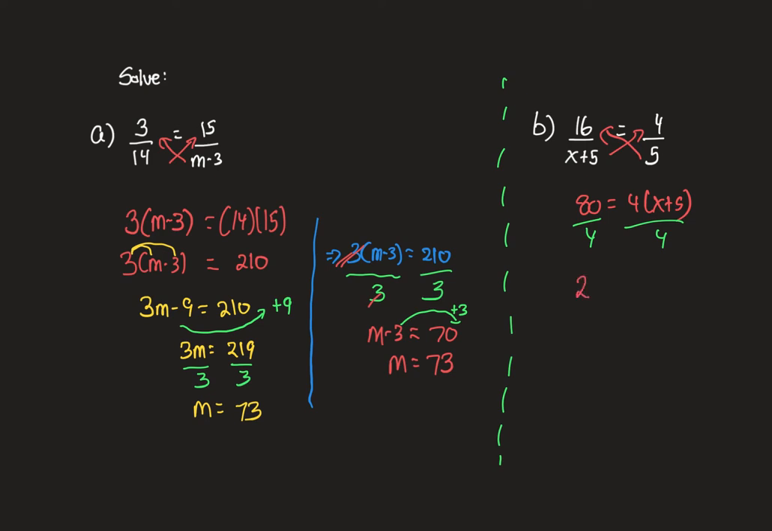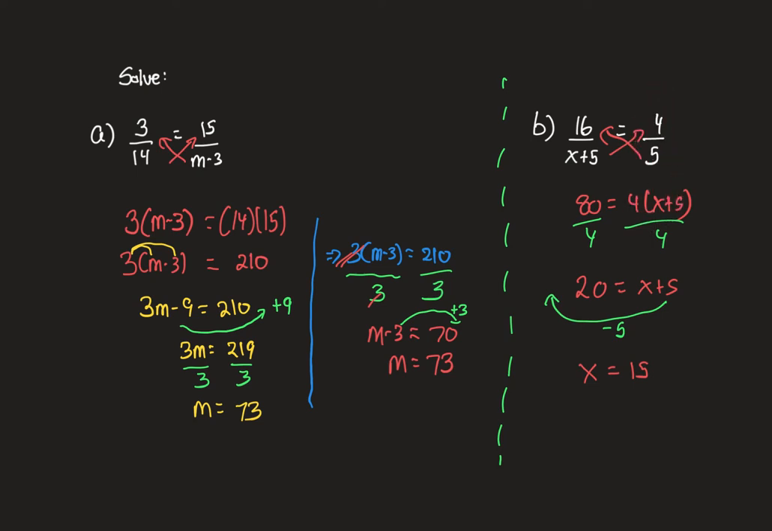All right, it's going to give you 20 equals x plus 5. You are going to move the 5 to the other side, and because you're moving a positive 5, you are going to subtract 5 from both sides. So x is 15. Now notice we're only able to do this stuff when you have a fraction equal to a fraction.